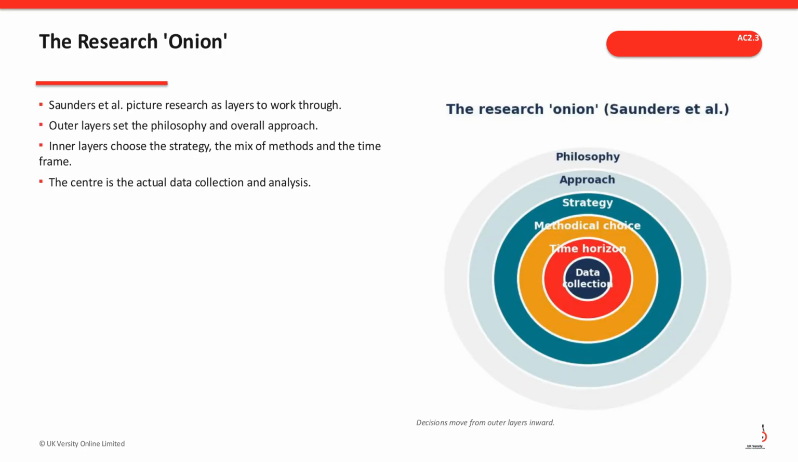There's a well-known way to picture all these decisions, the research onion from Saunders and colleagues. It imagines research as a series of layers you work through from the outside in. The outer layers set your philosophy and overall approach. The inner layers choose your strategy, the mix of methods and the time frame. And right at the center sits the actual data collection and analysis. The point is simply that your decisions move logically from the broad outer layers inward to the practical core.